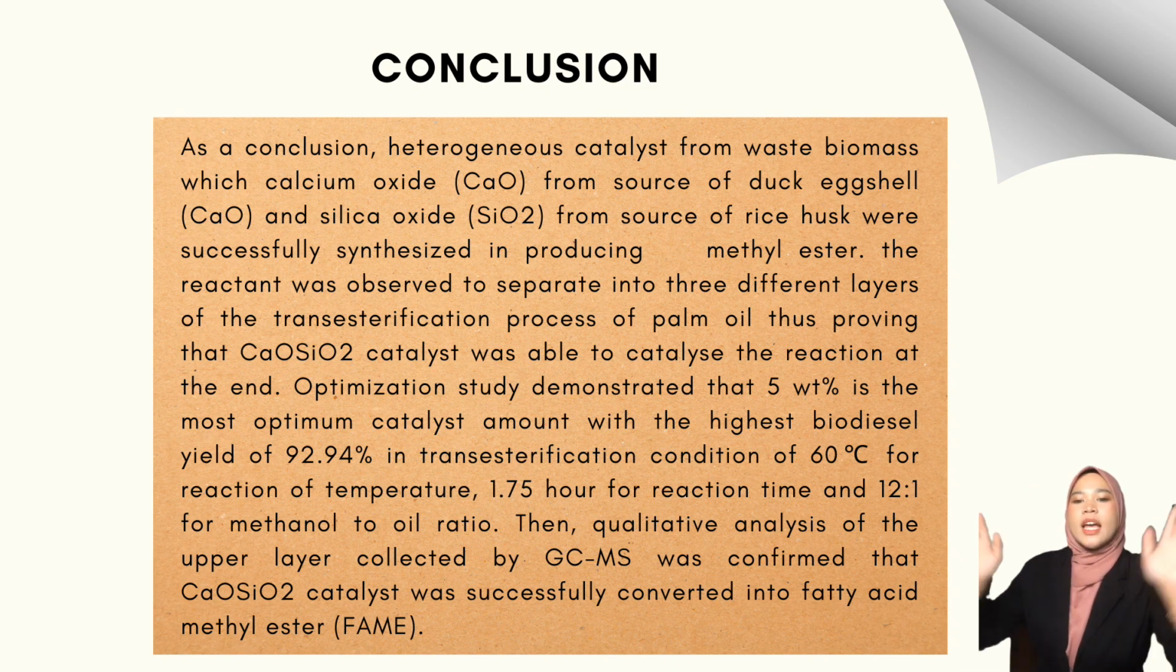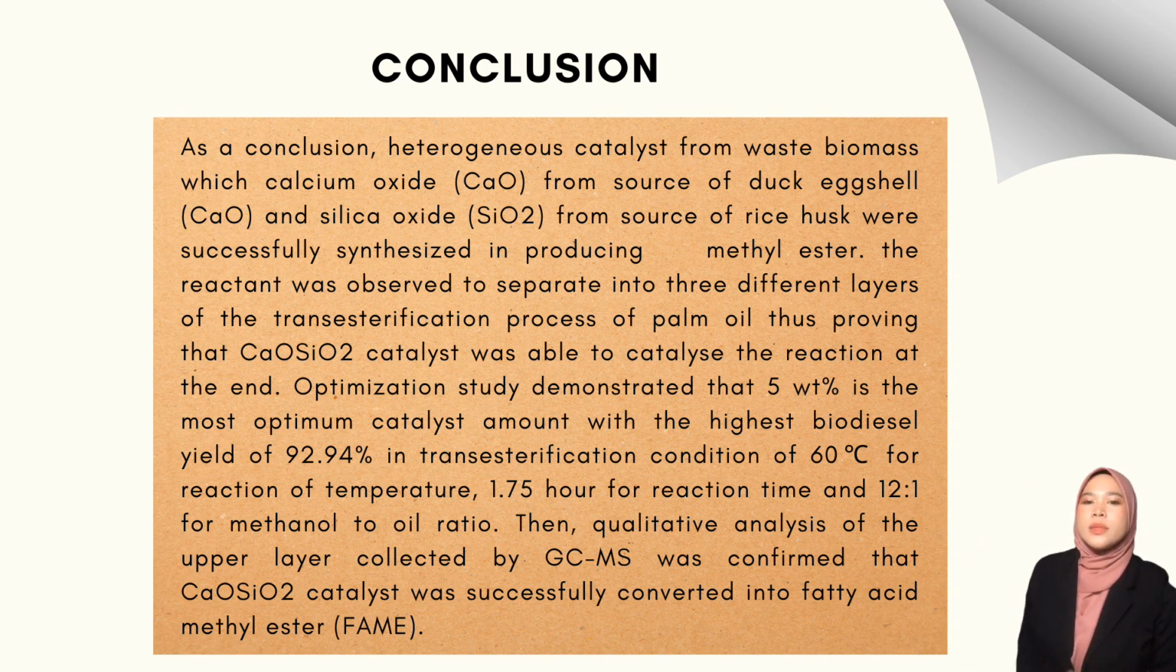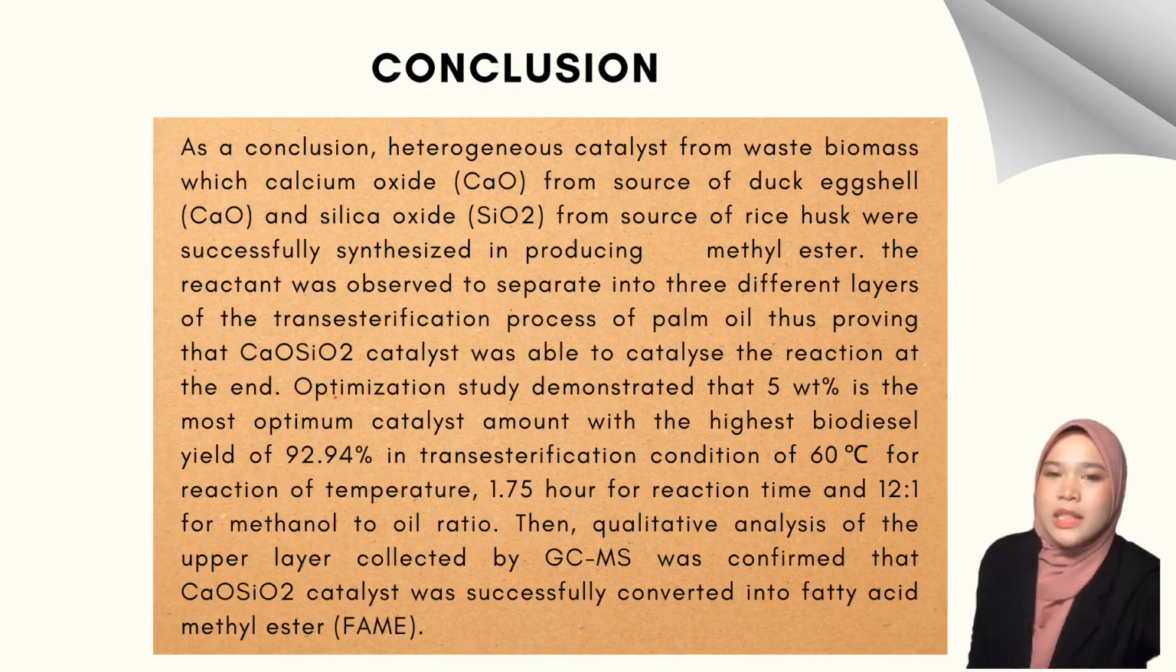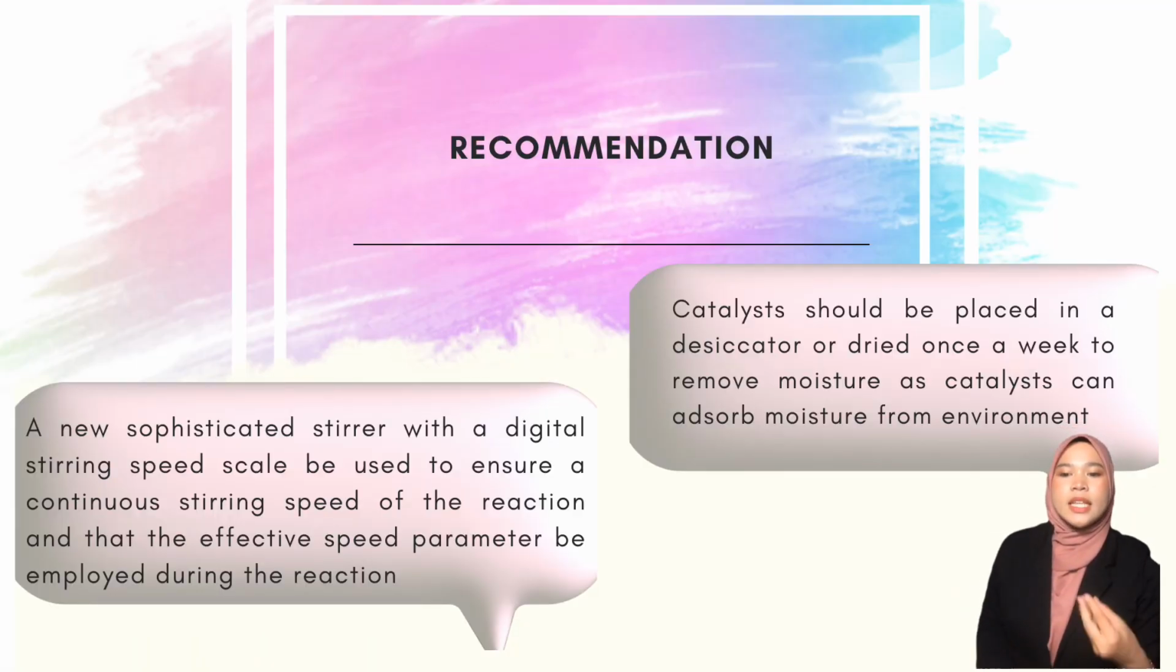As a conclusion, a heterogeneous catalyst from waste biomass, which is calcium oxide from the source of duck eggshell and silica oxide from the source of rice husk, was successfully synthesized in producing methyl ester, based on the results and discussion obtained in this study. Okay, for the recommendation, the catalyst should be placed in a desiccator or dried once a week to remove moisture, as the catalyst can absorb moisture from the environment.